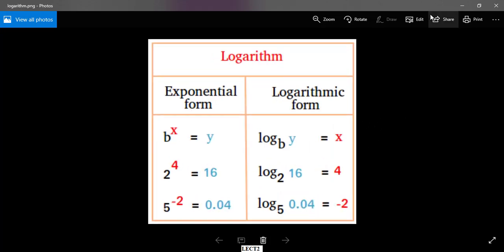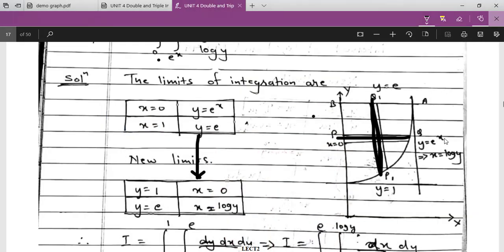See here, this is the definition of logarithm. So b raised to x equal to y can be written in logarithmic form as log y to the base b equal to x. Similarly, it is e raised to x equal to y, right? So that can be written as log of y is equal to x to the base e, right? So this is how it goes. Sorry, I take my words back, it is e raised to x equal to y, so I can write it as x equal to log y.